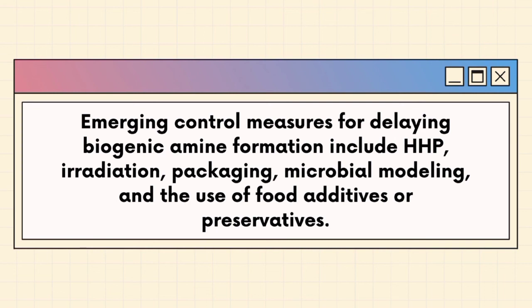Emerging countermeasures for delaying biogenic amine formation include HHP, irradiation, packaging, microbial modeling, and the use of food additives or preservatives. These methods only delay biogenic amine formation in food, primarily through the inhibition of bacteria or the decarboxylase enzyme activity responsible for amine production.